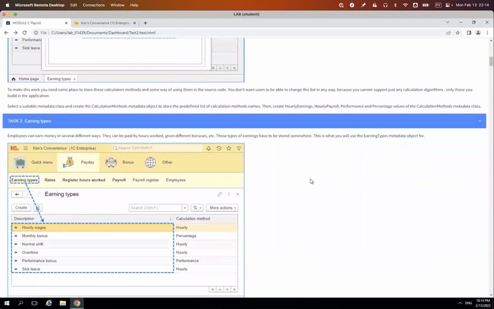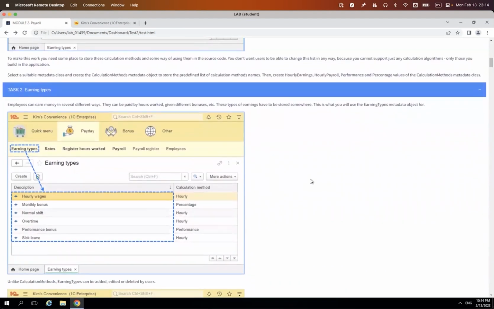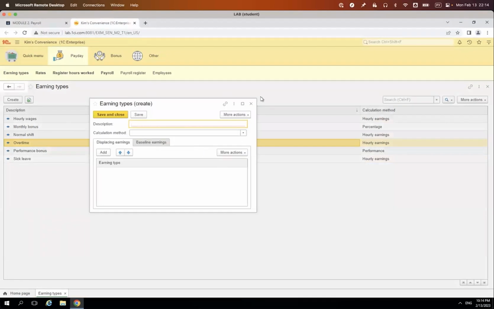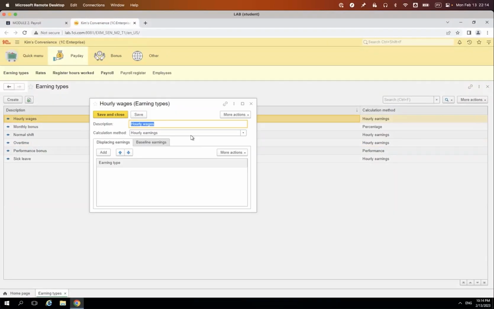And next part of this equation is called earning types. So these are different from calculation methods, and the difference is this. These are earning types, and first of all, I can create new earning types. I as a user, not only I as a developer, but I as a user as well. And each earning type has its corresponding calculation method. And the idea here is that there are different earning types that are calculated using the same formula.